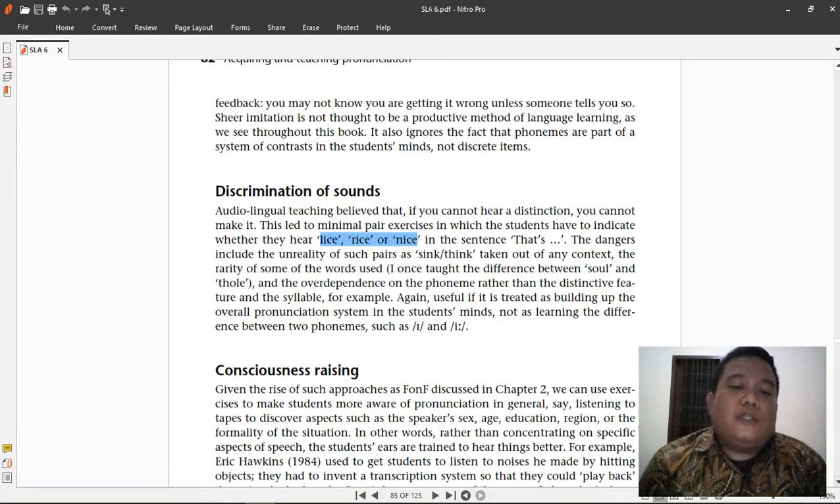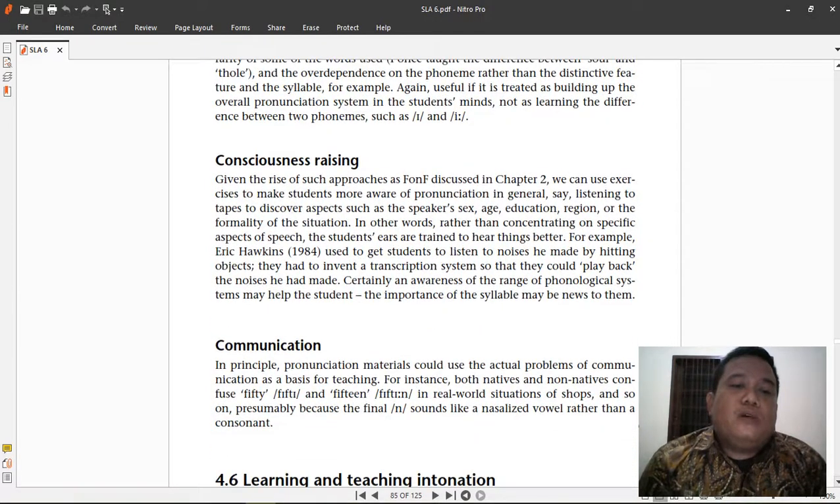And then next we have consciousness raising. Given the rise of such approaches as discussed in chapter 2 and so on, discoveries by such as the speaker's sex, age, education, or the formality. Okay, this one is all about a research here about what kind of people are better at understanding pronunciation. Like, is male better in learning pronunciation than the female, or something like that.